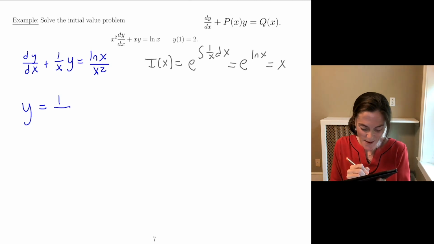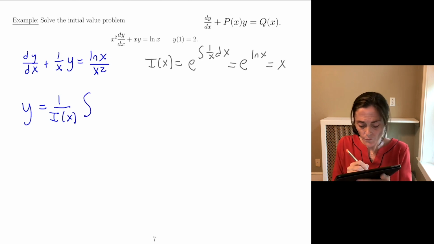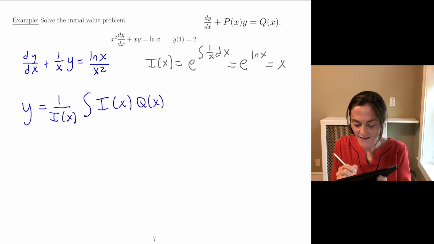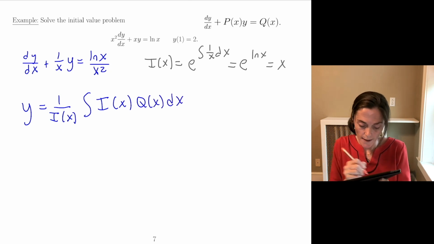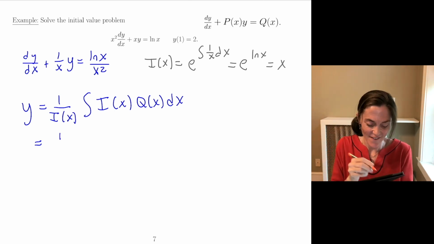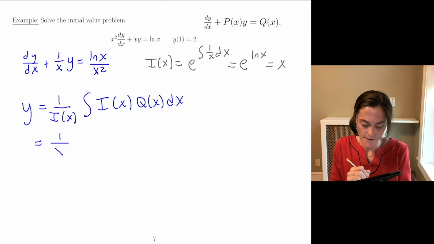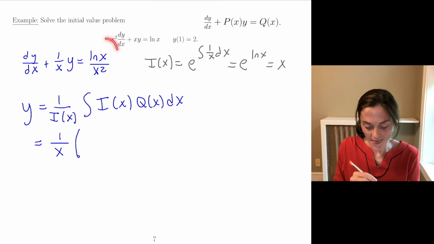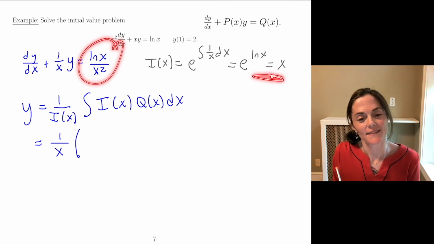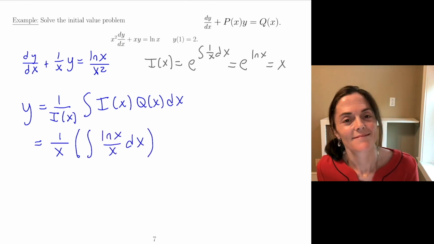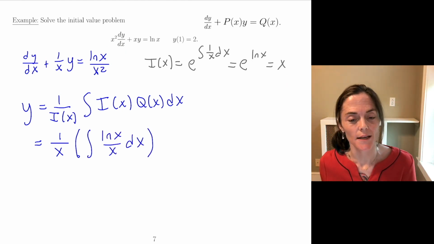Then my y will be 1 over this integrating factor, maybe I'll do it in 2 steps, times the integral I of x, q of x, dx. So here, my integrating factor is x. So 1 over the integrating factor is 1 over x. But my integral, well, when I multiply this by x, you see I get ln x over x. How am I going to integrate this function?